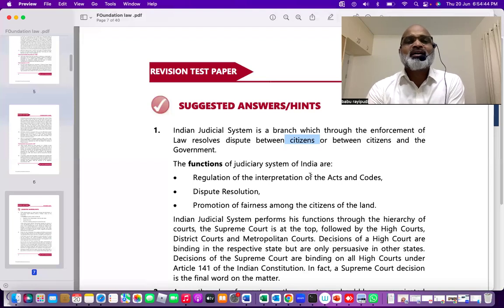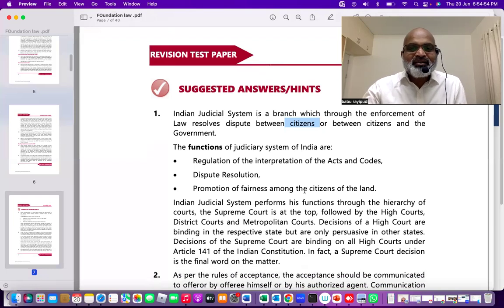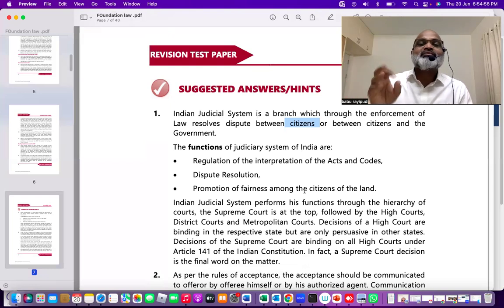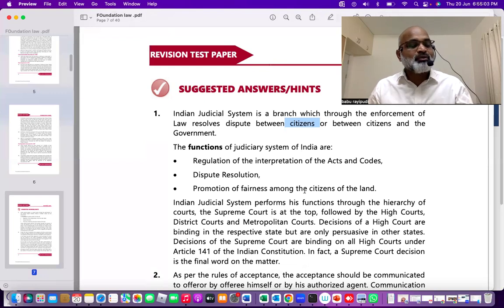This law of the country is mainly meant for what? To settle the dispute between citizens, and if in case there is a dispute between citizens and government, right? So now the sample answer given by ICAI indicates clearly, better give an introduction. That means when this kind of a question is there, make sure you give a proper introduction. That too, don't make it very lengthy.